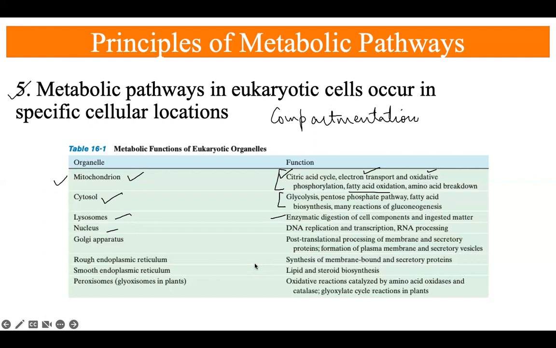This is to ensure that the pathways are confined to specific locations. This is also known as sequestration. You might read this word as well. This is known as sequestration. This is to ensure that everything is happening efficiently. So these were the 5 metabolic pathway principles, which are integral for the functioning of the pathways in the living bodies. Thank you.